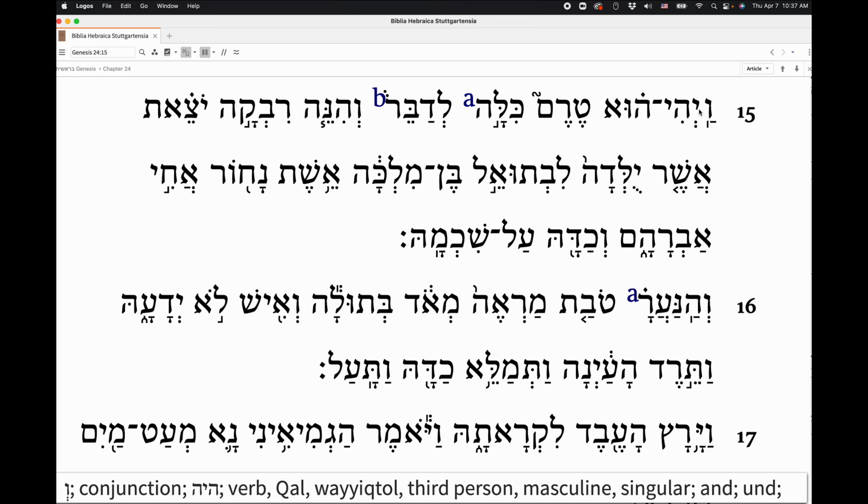So remember, imperfect tends to indicate future, but the Vav relative tends to invert that. And so the Vav relative on the jussive form of Hayah is a way of setting the scene into the past time.